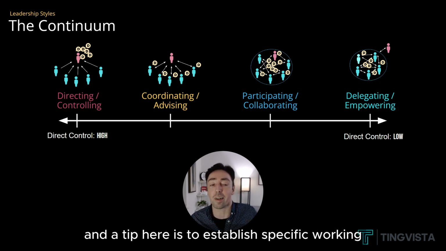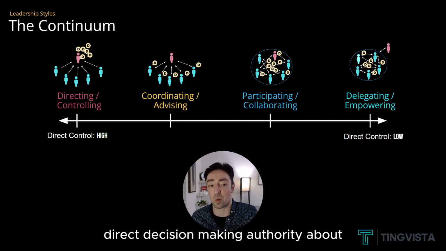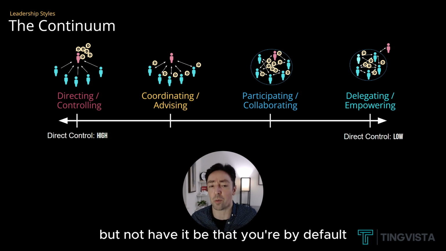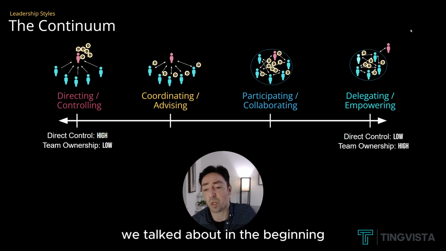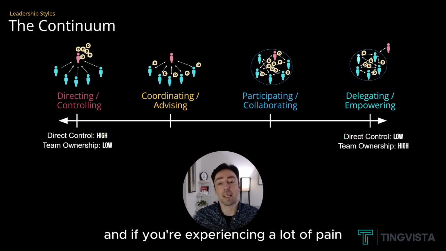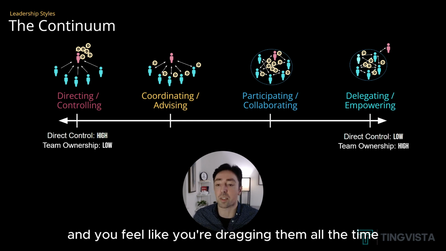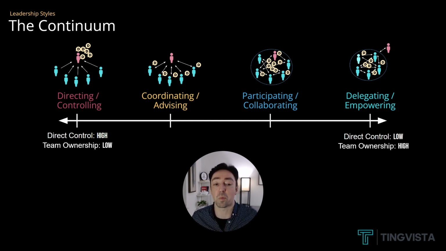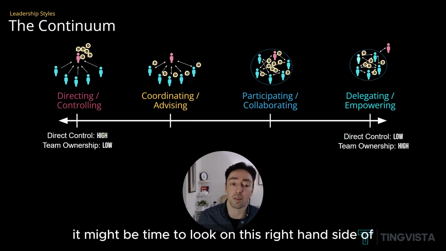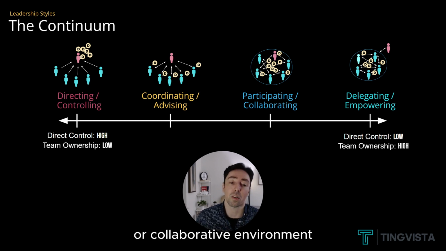And a tip here is to establish specific working agreements with the team about what things you still feel the need to have direct decision-making authority about, but not have it be that you're by default the decision maker for everything. We talked about in the beginning why anyone would look outside of the way that they just naturally lead a project or a team. And if you're experiencing a lot of pain because your team aren't really showing up and you feel like you're dragging them all the time, consider that it might be time to look on this right-hand side of the continuum here and see if you can stimulate a more participatory or collaborative environment.